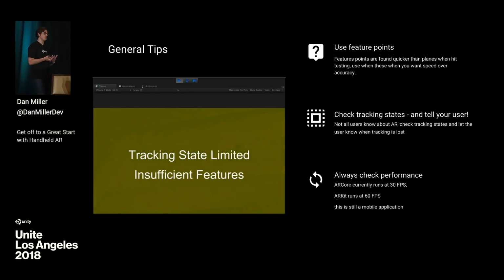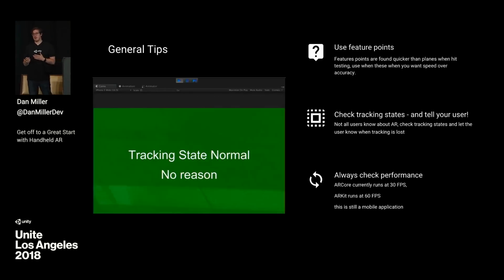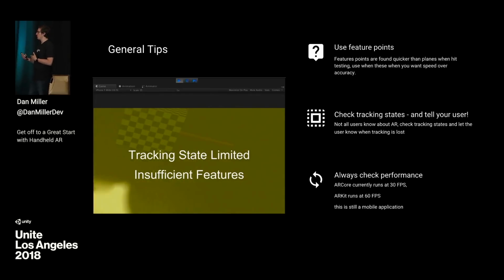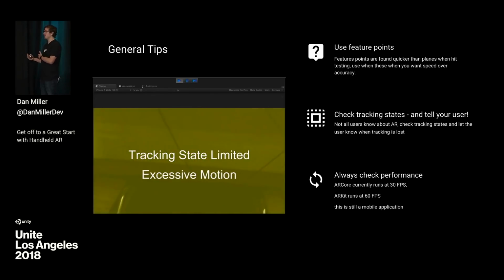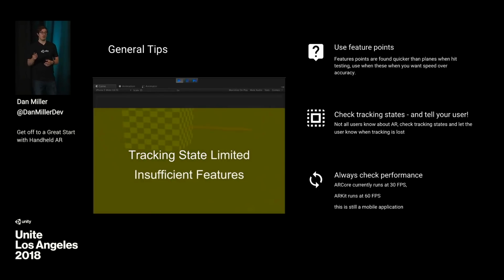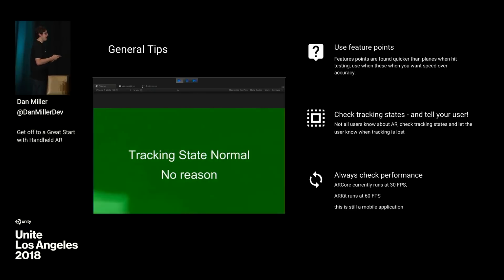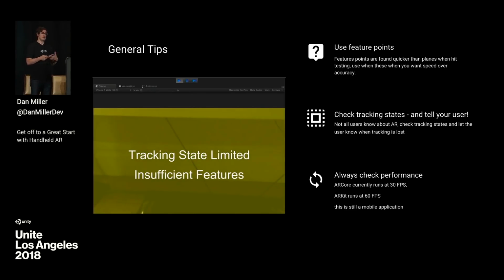The next thing is just understand your tracking state. AR technology, and especially on the mobile end, is a lot newer, and the users might not fully understand what they're doing. Things like ARCore have ways that when tracking is not good, there are actually reasons you can expose to your user. Whether it's things like excessive motion or low lighting conditions, think about informing your user about this so that they can have a better experience.